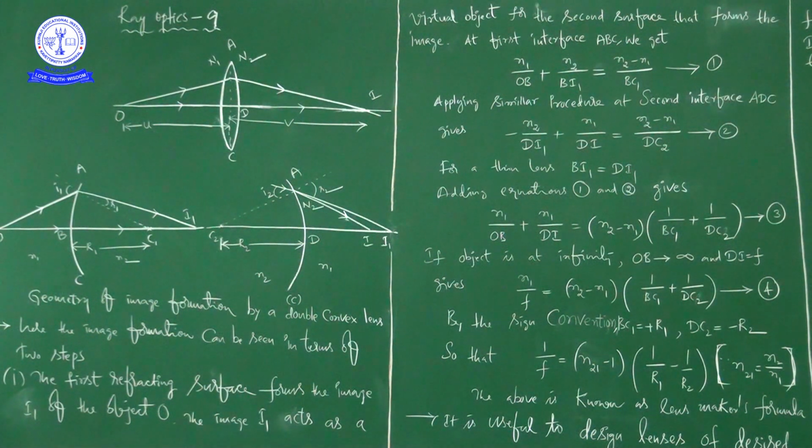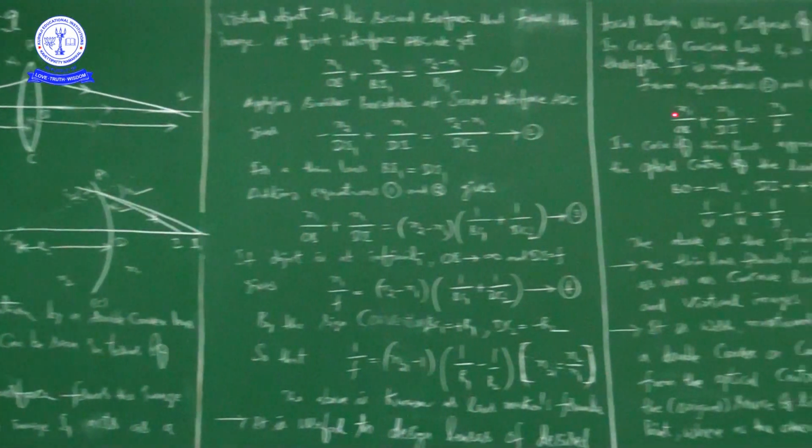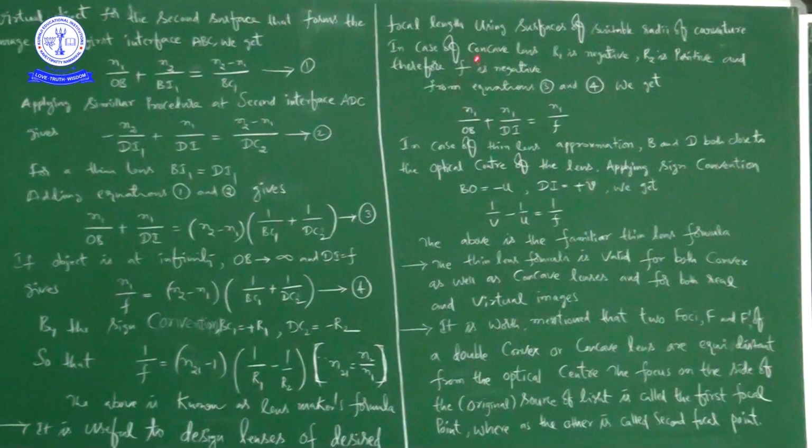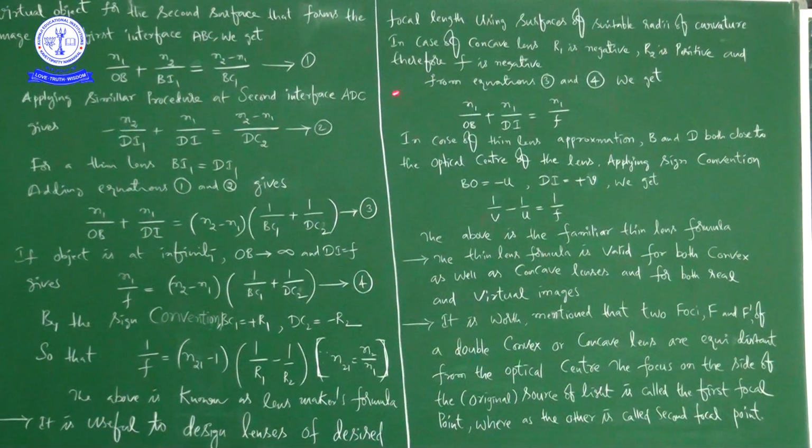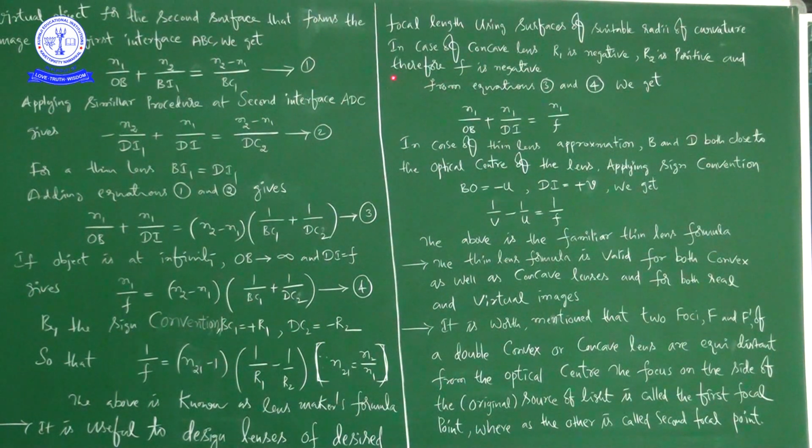So here, desired focal length using surfaces of suitable radii of curvature. In case of a concave lens, R1 is negative, R2 is positive, and therefore F is negative.